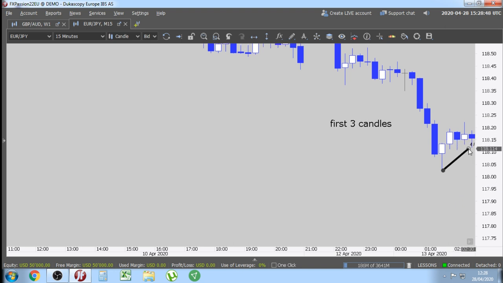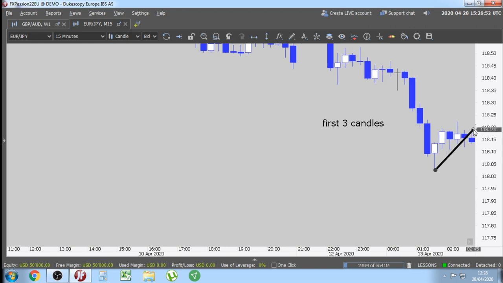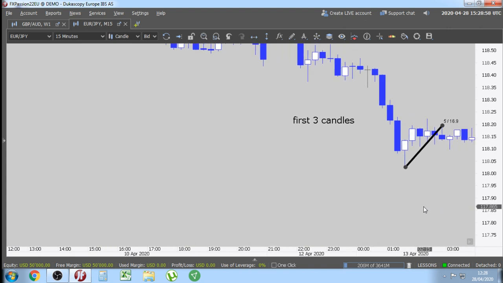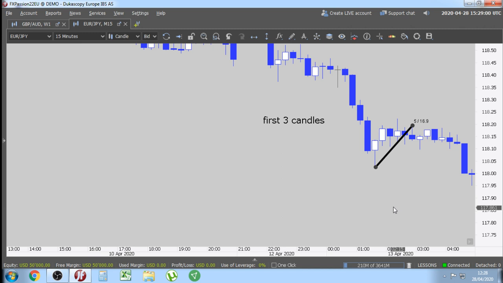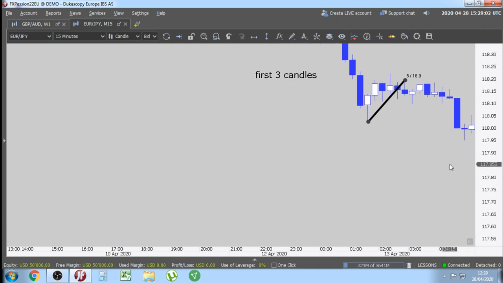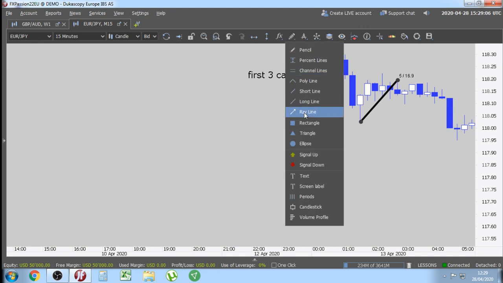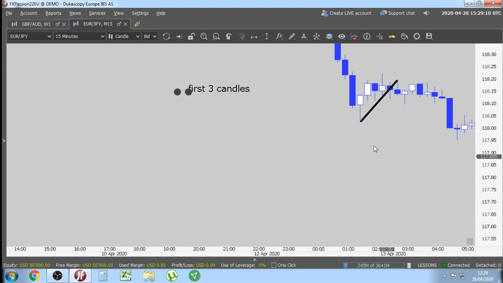1, 2, 3, 4, 5. Right, I'm going to leave it like this. Didn't close. Now, this was one counter trend line break. Right, the market pushed lower, sideways, and went down. So I'm going to wait. 1, 2, 3.